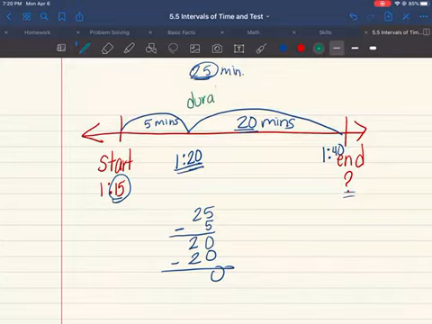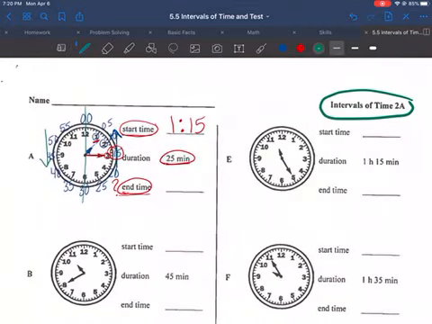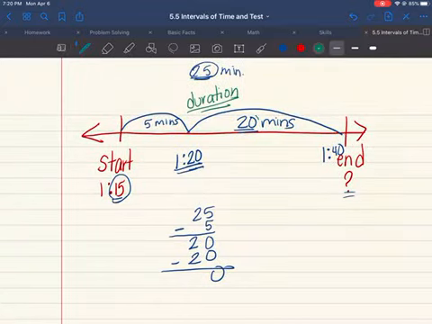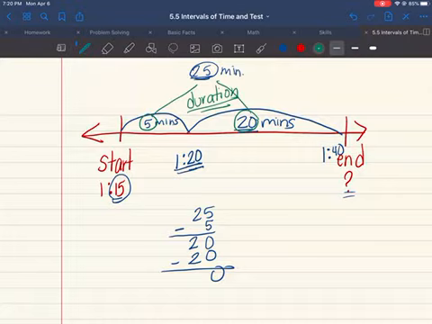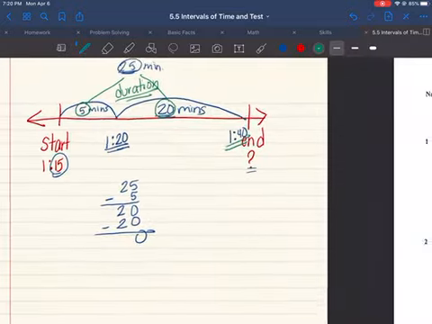Notice that I ended up adding the duration that was 25 minutes. Where did I get the duration from? The duration, I got it from the problem. 25 minutes. I had 20 minutes and 5, that makes 25. So if I start at 1:15 and I add 20 minutes, where would I end up at? 1:40.